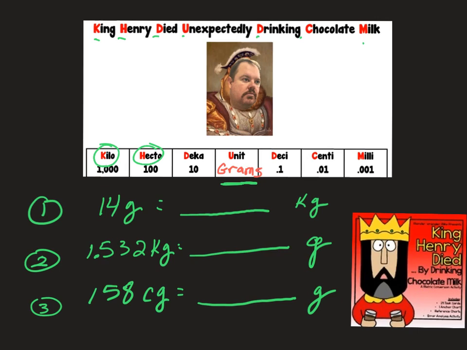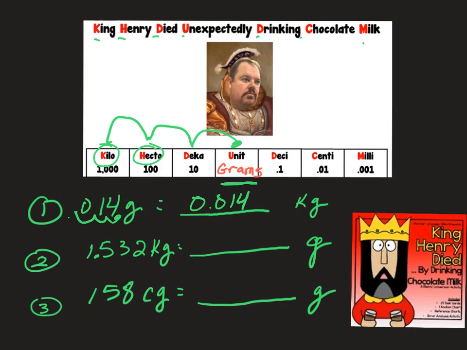So in number one, we have 14 grams, and I want to know how many kilograms. So if I start in grams, that'd be right here. I would need to go 1, 2, 3 to the left to get to kilograms. So I locate the decimal, it would be right here. Now I'll go 1, 2, 3 to get to kilograms. So 14 grams would be 0.014 kilograms.